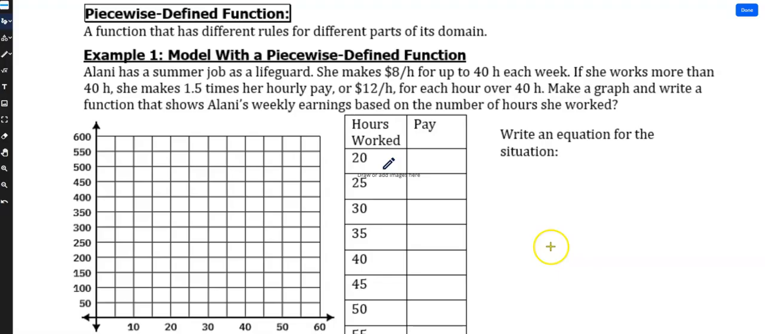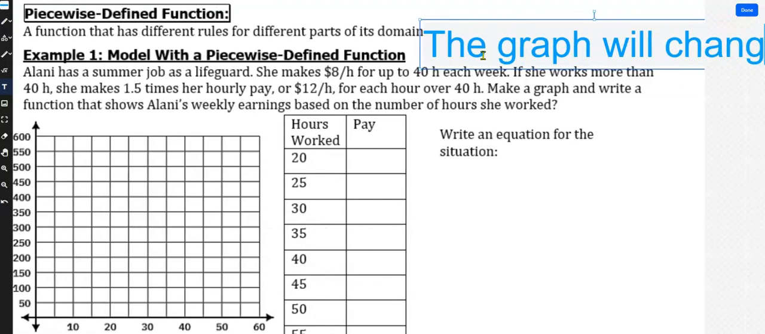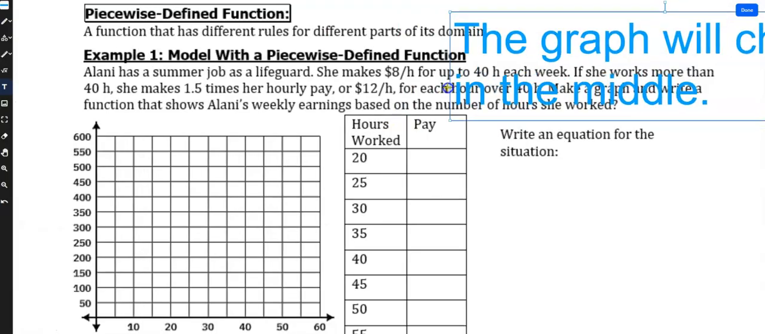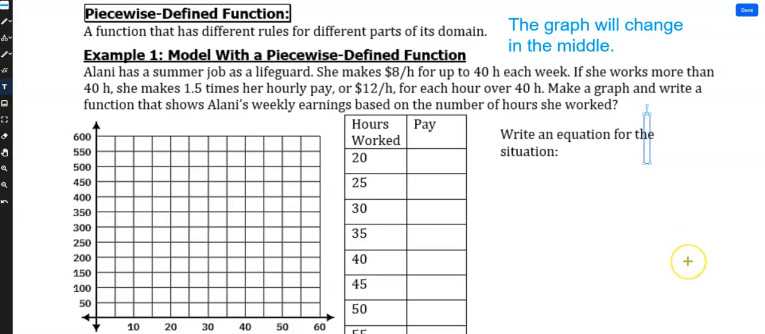Make a graph and write the function. This is to illustrate something that we call piecewise defined functions. In other words, the graph will change in the middle. It will not stay the same the whole way through the graph. It will change in the middle. So let's write some coordinates down here, and then we'll plot some points.